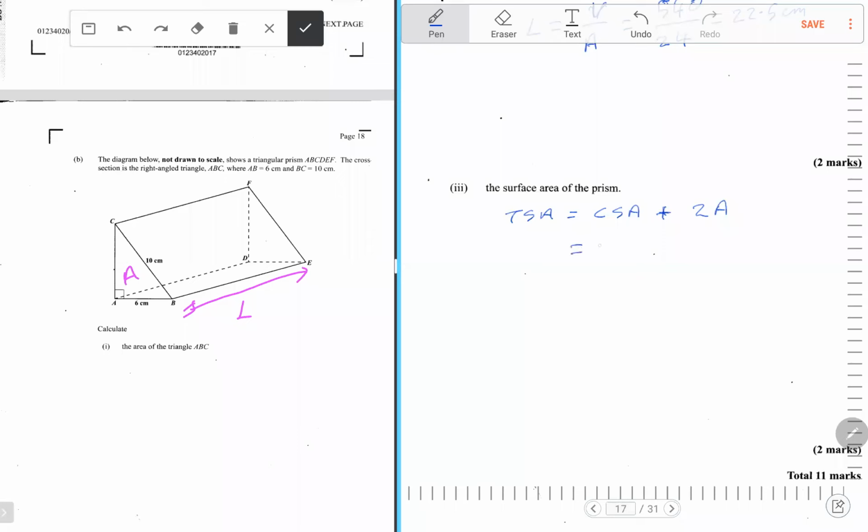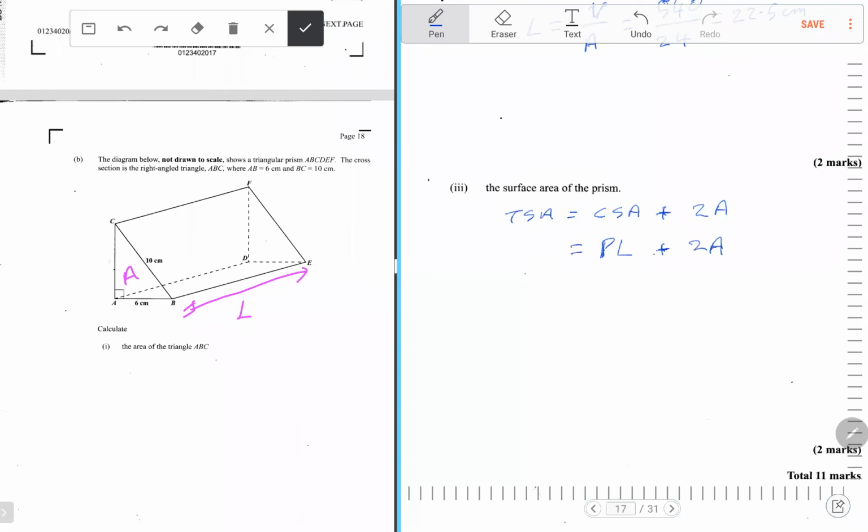The curved surface area is the perimeter of the end, that's what P stands for, times the length of the prism, plus 2 times the end area. I'm not going to go into explaining these formulas. We did it in class.